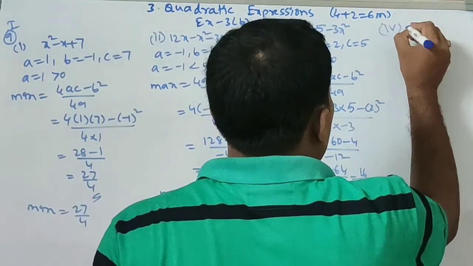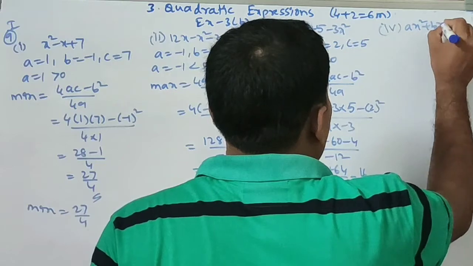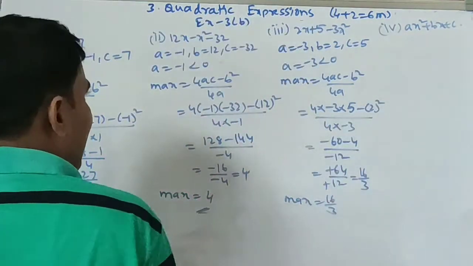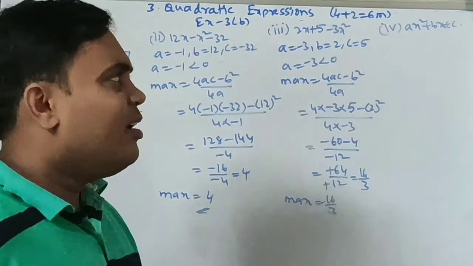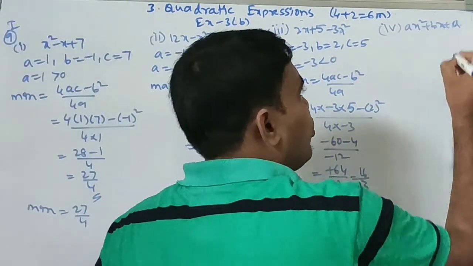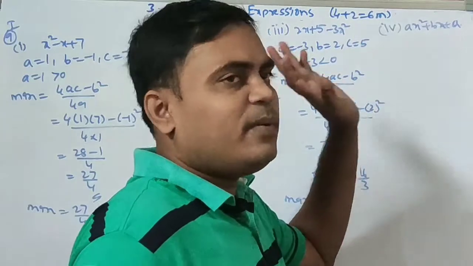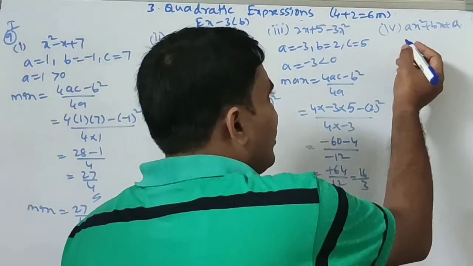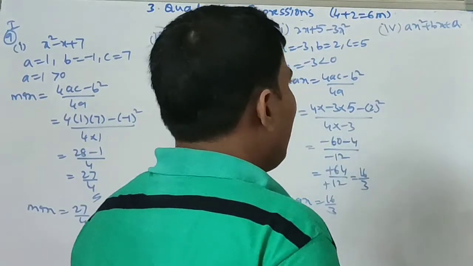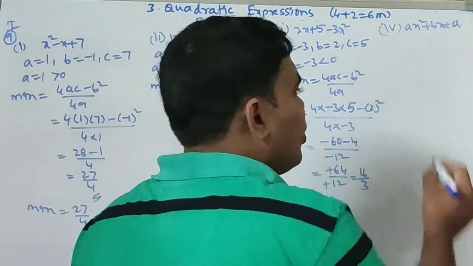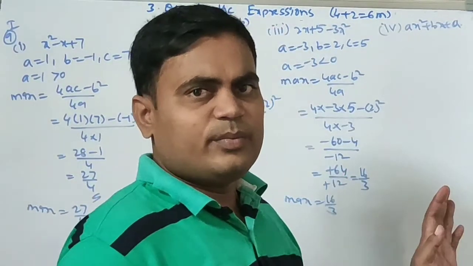Next, fourth, ax square plus bx plus c. So here, ax square plus bx plus c, I am taking plus a in the question: ax square plus bx plus a. a equal to a, b equal to b, c equal to a. So now, we don't know whether a is positive or negative.